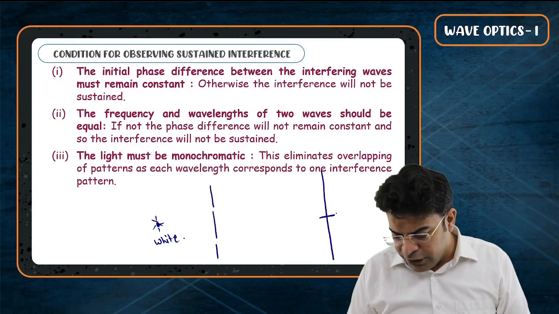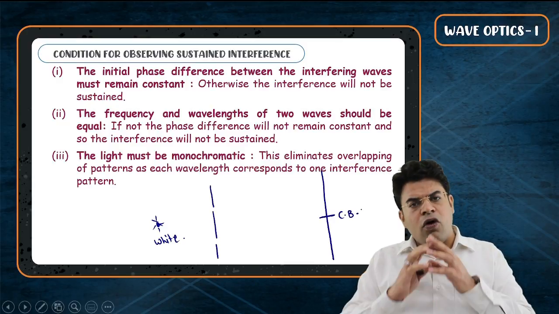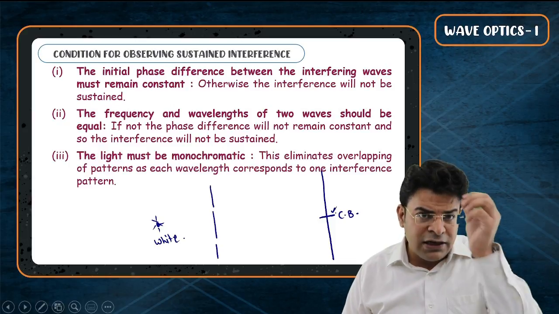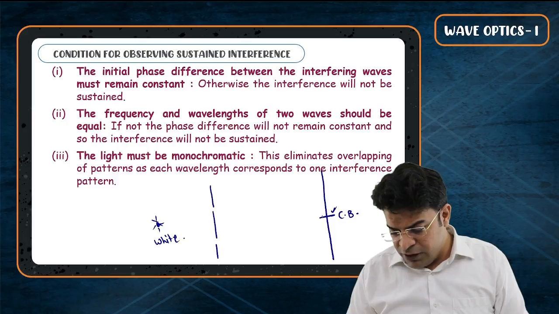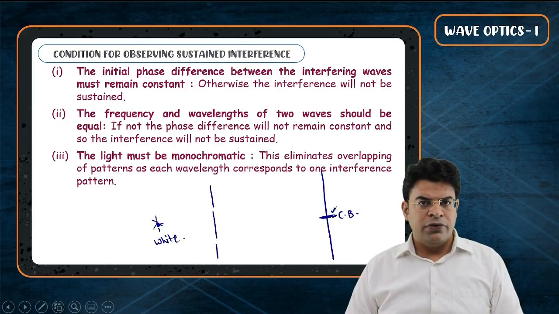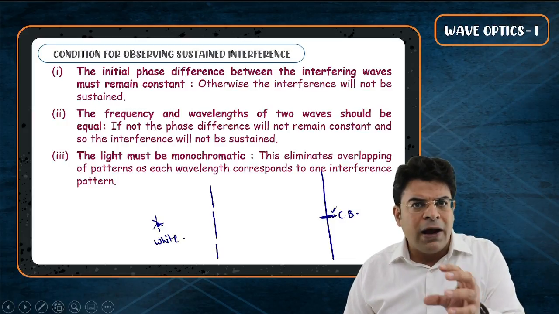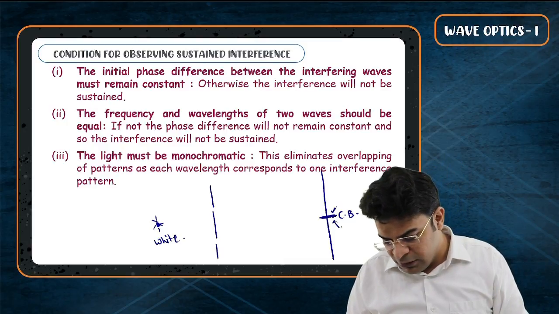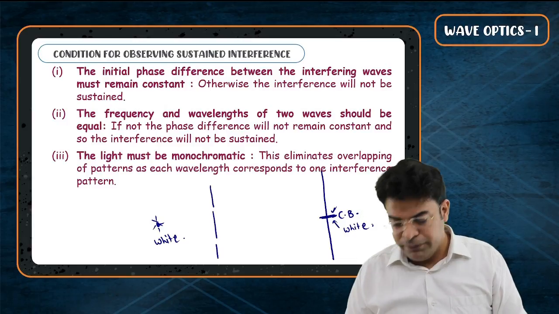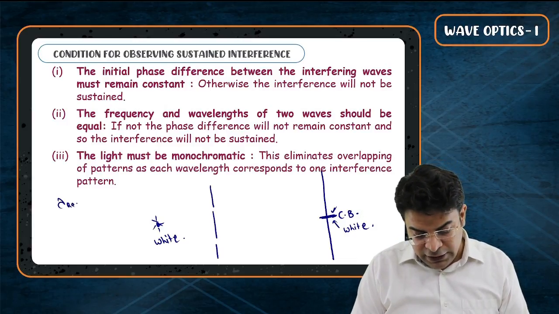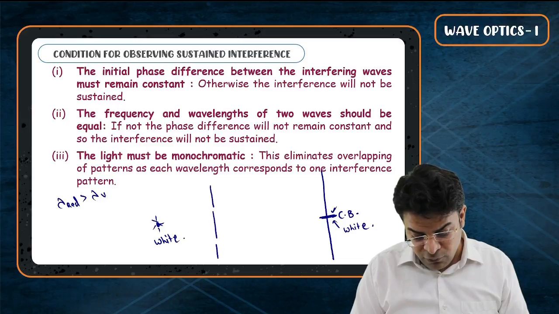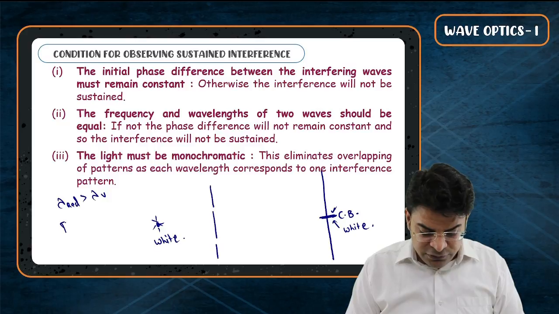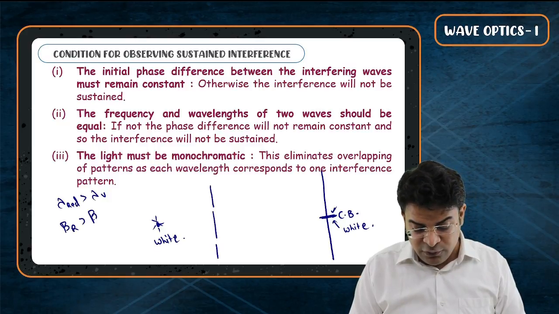This central point will be the central bright for all the colors. Since all the colors, whether red, violet, or indigo, will show constructive interference here, they will all be bright, and when all the colors are bright, the color here will be white. But we know that the lambda of red is greater than the lambda for violet. Since the wavelength of red light is greater, the fringe width for red will be greater than the fringe width for violet.